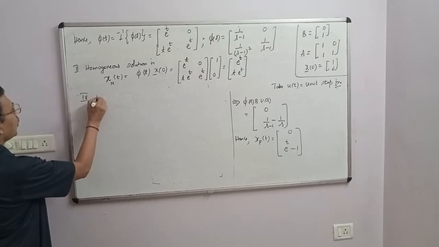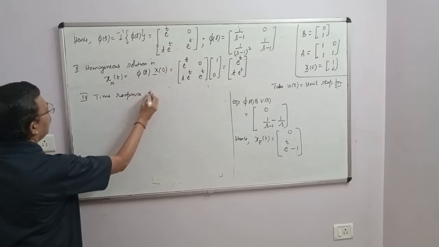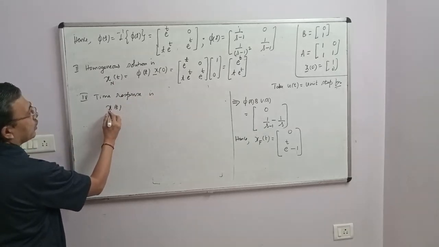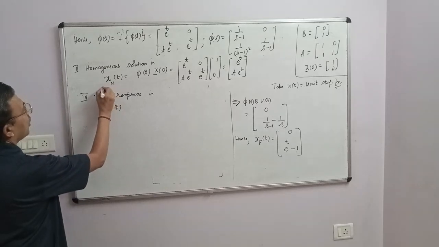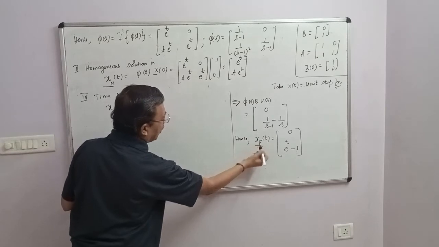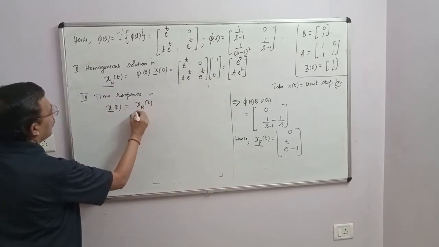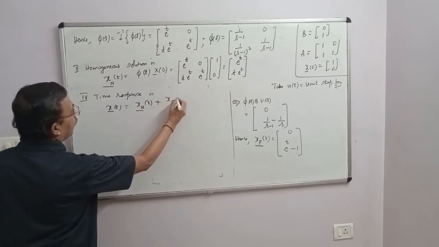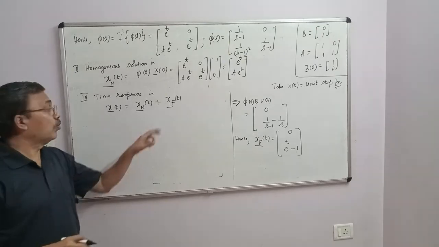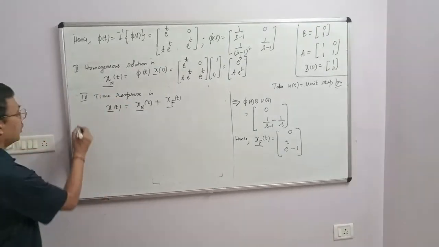Total time response is x bar of t. I put here bar because xn of t is a column matrix, here also I put a bar. X bar of t is equal to xn bar of t plus xf bar of t. Bar indicates it's a column matrix. In the textbook we don't put this underscore or bar, we write it as a bold letter.